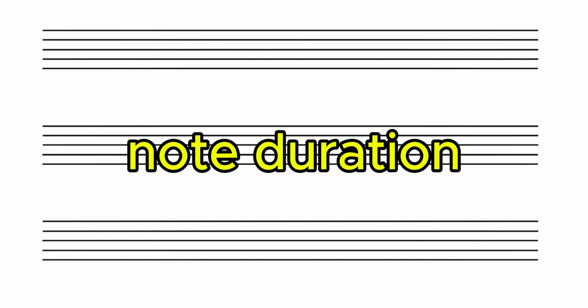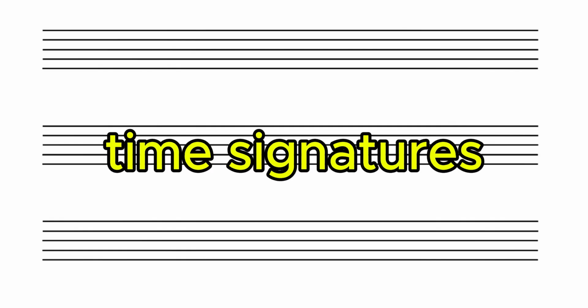The first thing we're going to do is talk about note duration. Note duration simply refers to the amount of time that you sing a note. That's pretty much it. And that is indicated by the appearance of the note. And so to introduce this topic, I'm first going to talk about time signatures. A time signature tells you how many notes are in a bar.